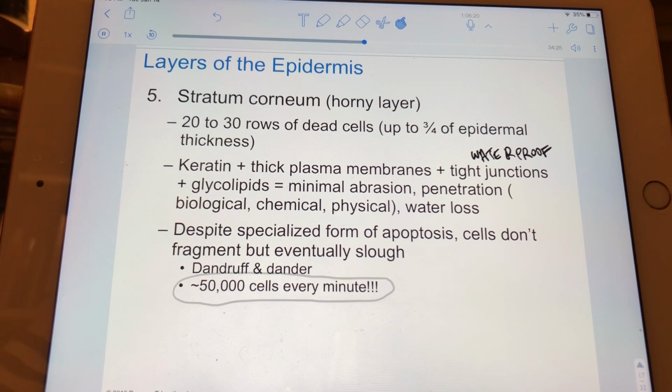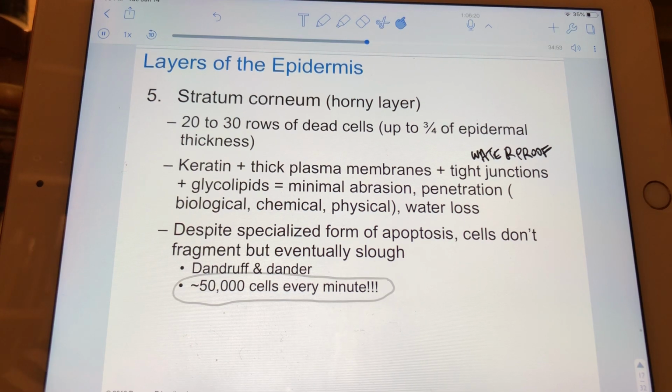Okay, again, waterproofing via keratin and glycolipids. All right. The cells in the stratum corneum, even though they're dead, they don't break up, and in part that's because the keratin inside is sort of holding them in their squamous shape. Okay? We do eventually lose them, but they flake off, they slough off.